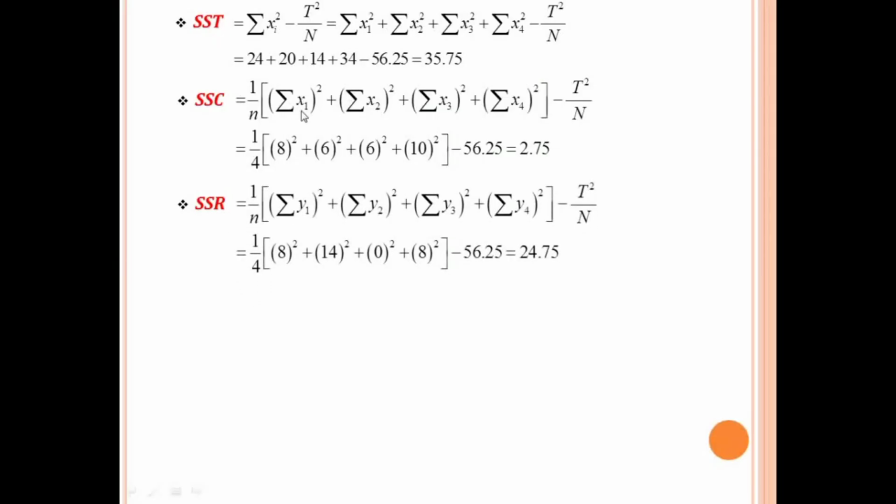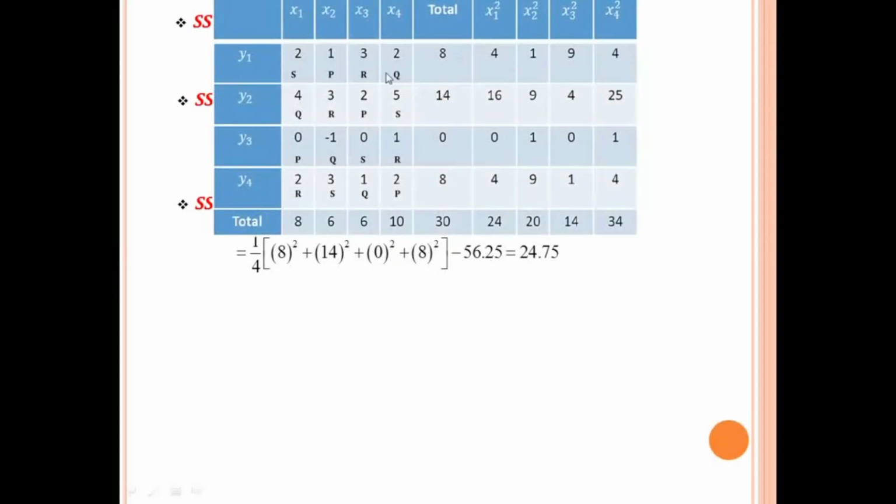Next, we find SSR, sum of squares row wise. Same formula; we write y1, y2, y3, y4 in terms of x, minus the correction factor. Here you see the sum of y1 is 8, 14, 0, each squared, and each row has a sample size of 4, so 1 by 4. Using a calculator, we get 24.75.